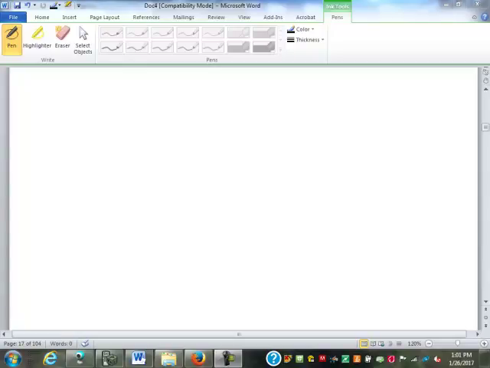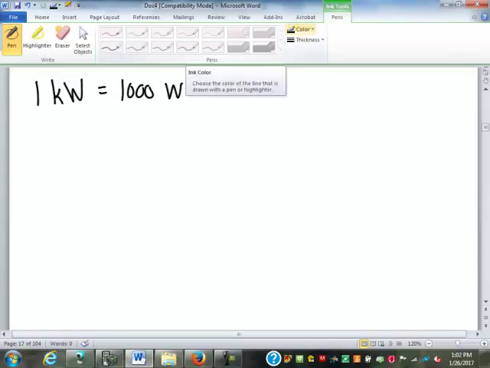Okay, so for you guys, we're looking at power, cost of electricity and cost of power. So you guys know what a watt is. You know what a kilowatt is. A kilowatt, of course, is just 1,000 watts.